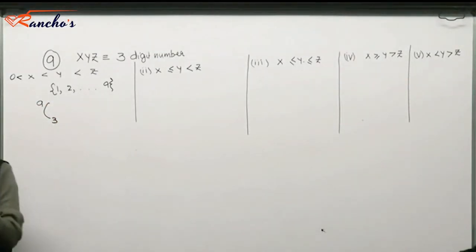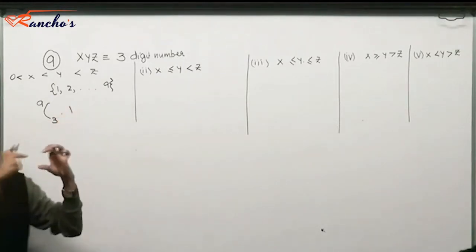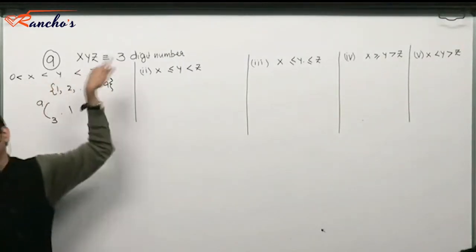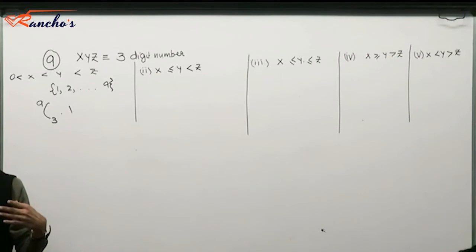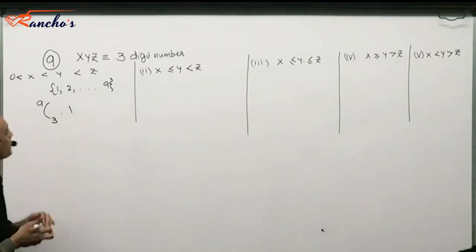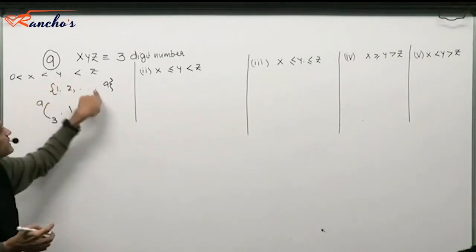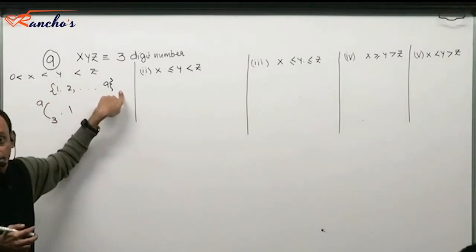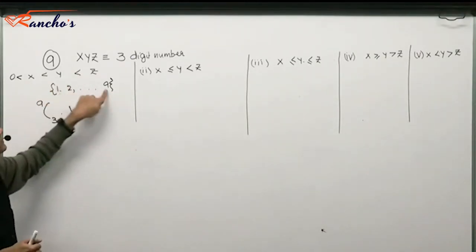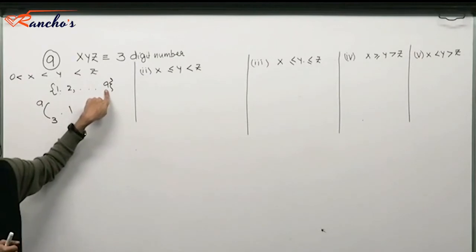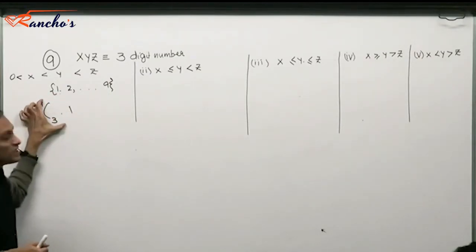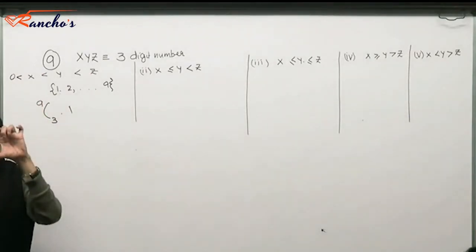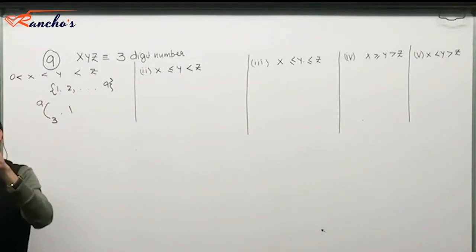And then there is only one way in which you can arrange them in the order x less than y less than z. So 9C3 numbers, yes or no? I'll repeat. I'm saying x, y, z would have to be selected from this set. They are all different. In how many ways can you select 3 distinct digits from this? 9C3 ways.